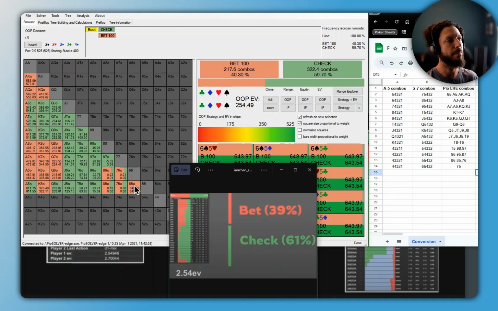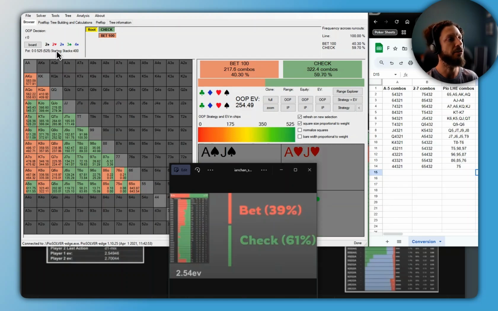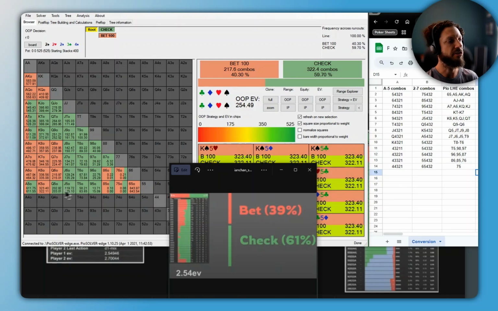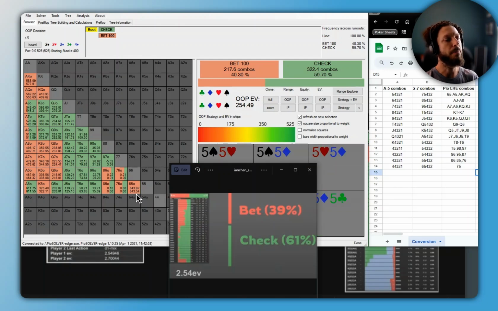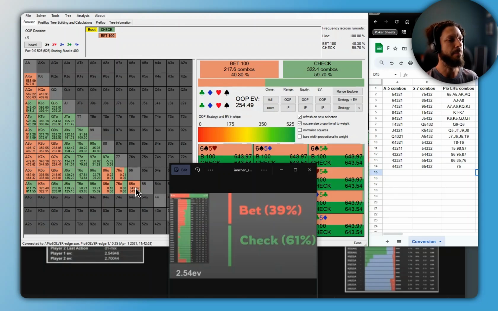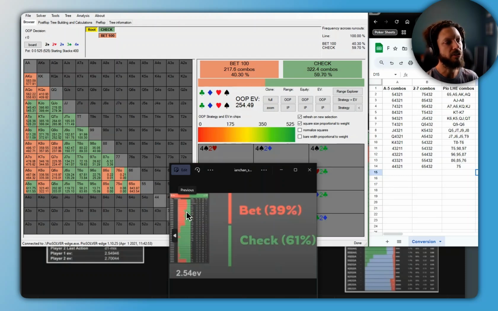Notice that the best hand in my solve is 6-5 because that is the nuts on 2, 2, 2, 3, 4 since we're not allowing any pocket pairs. The best straight, and then the second nuts is Ace-5. So Pio is wanting to basically bet with the nuts and check more with like the second nuts, whereas we could see a little bit more of a pure mix in Ian Chan's private solver here. But nevertheless, we see some pretty significant similarities here.